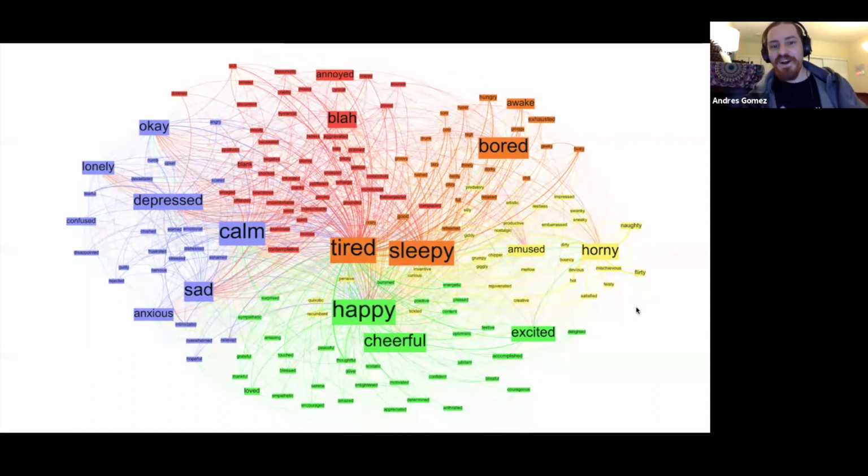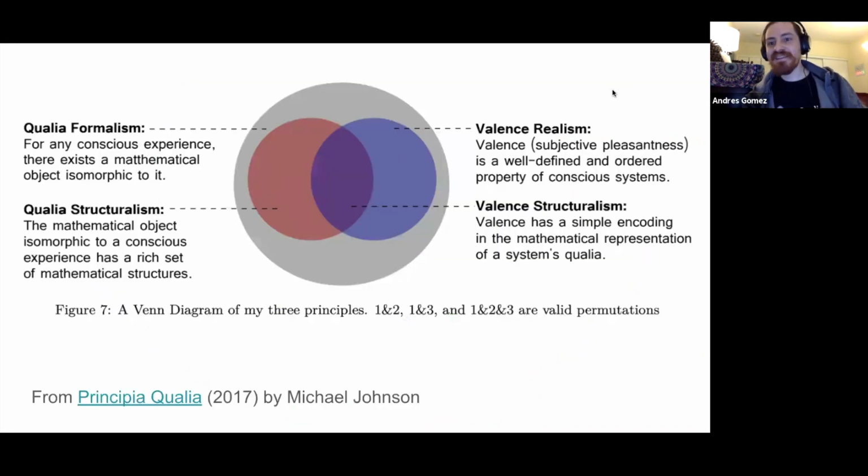Okay, so hopefully I've convinced you of the importance of valence, at least in this context. Now let's jump into the symmetry theory of valence. I have to say, the overall hypothesis and the first argument appeared in this really awesome work by my collaborator Michael Johnson, Principia Qualia.